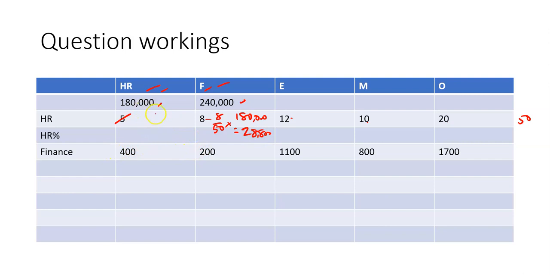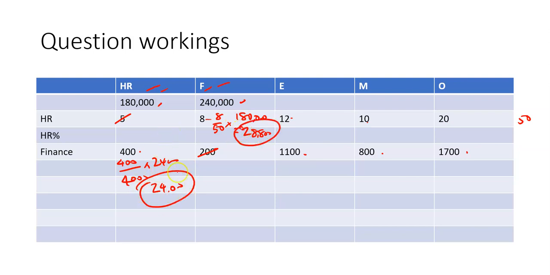Then I'm going to do exactly the same. If I'm going to split finance, I can't include the finance figure, so I'm going to ignore it and split it with HR and the others. When I add all these together, 400, 1,100, 800, 1,700, you get 4,000. I multiply that by 240,000, and I get 24,000. So this is larger than this.